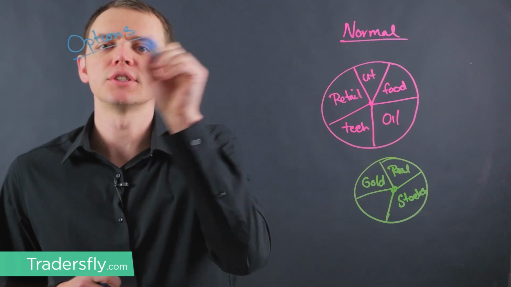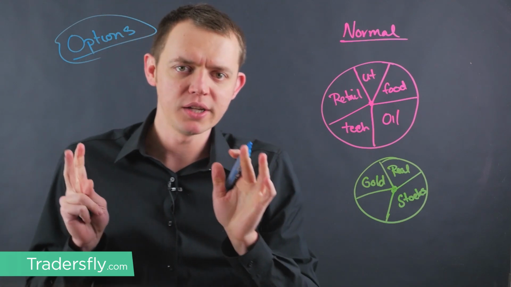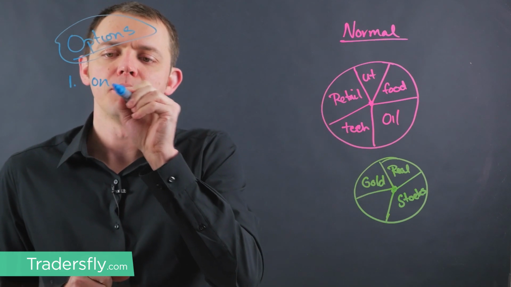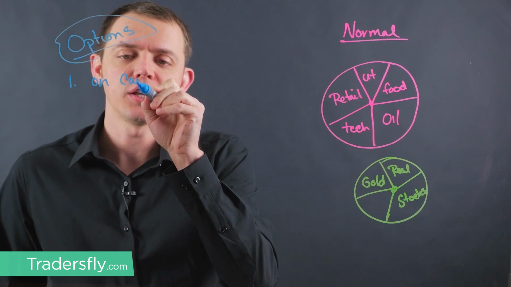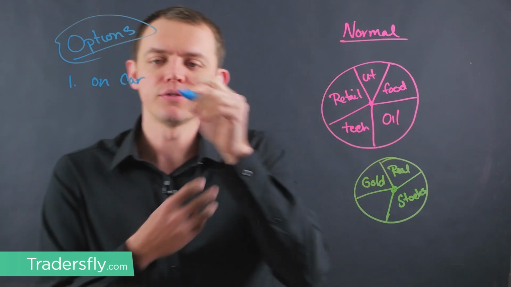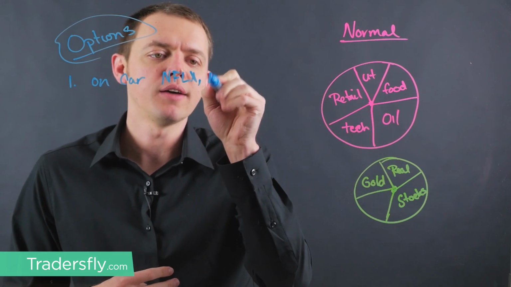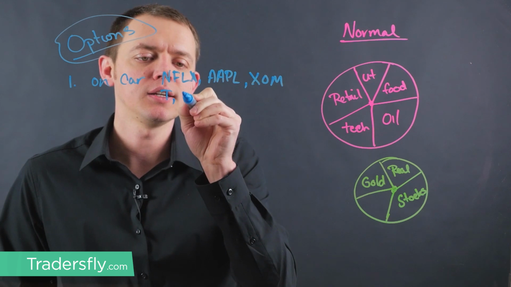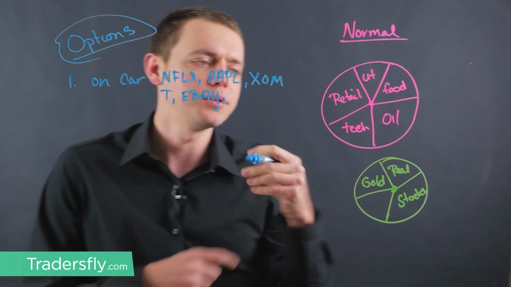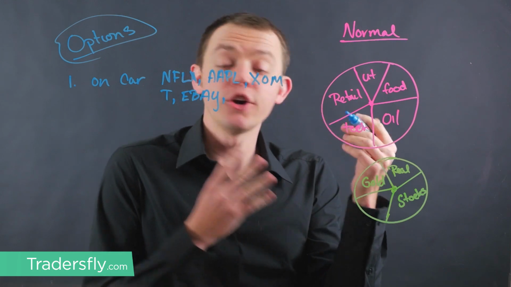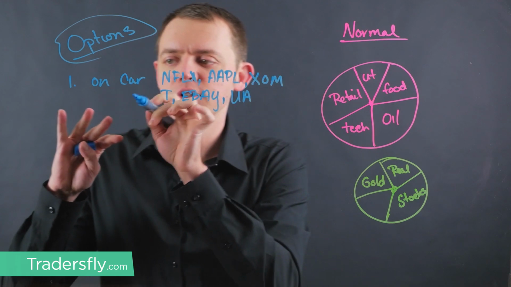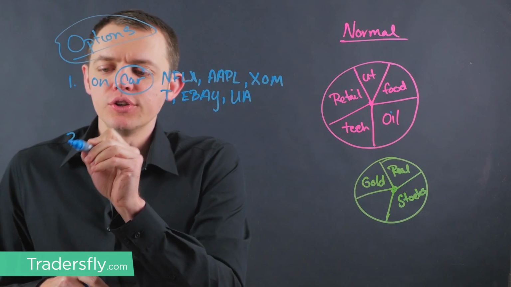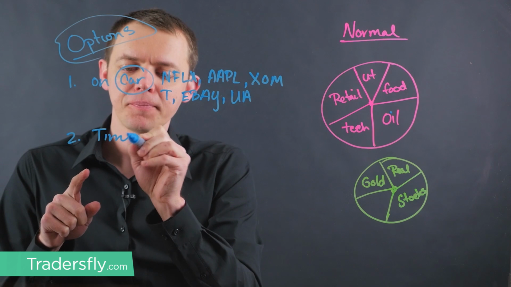So when we look at option diversification, you have a couple of ways to diversify. Now, number one, you could go ahead and diversify based on the car or vehicle that you're trading. So the vehicle that you're looking at. So, for example, you might have Netflix, you might have Apple, ExxonMobil, let's say AT&T. It could be eBay. It could be, let's say, Under Armour or something else. So all of a sudden, you're looking at the difference of your vehicle. That's your car.